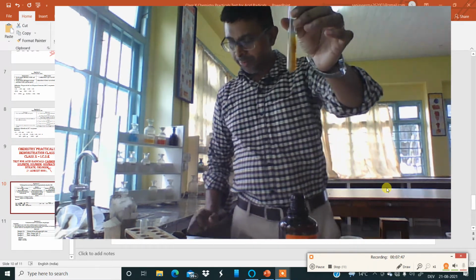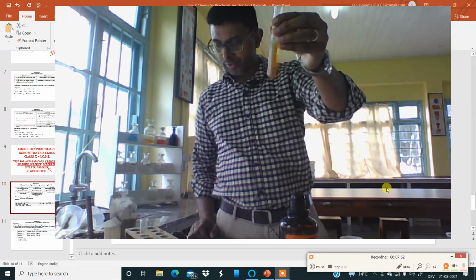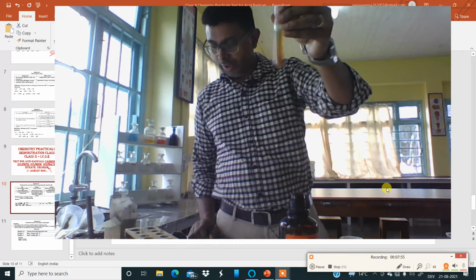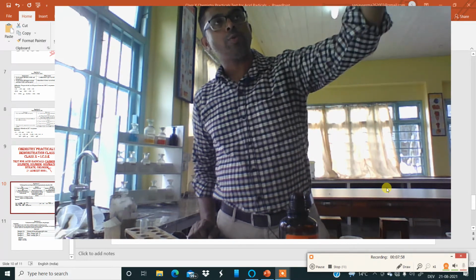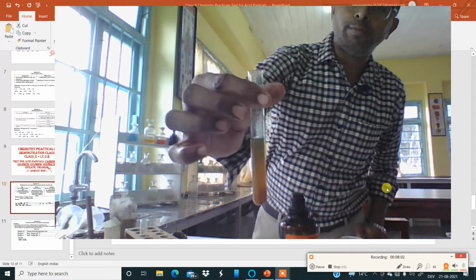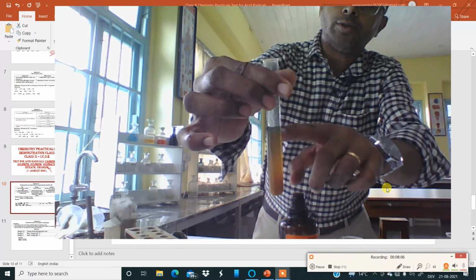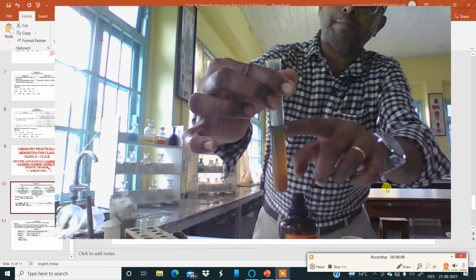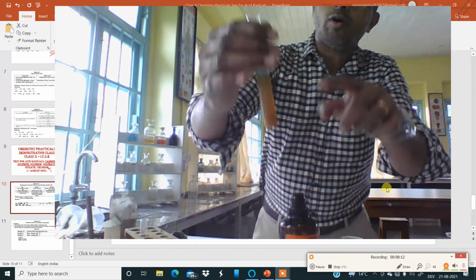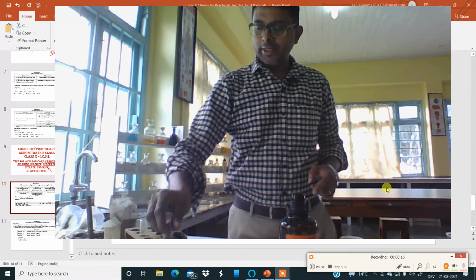I can see some precipitate over here. The precipitate is formed. It is supposed to be blue in color. On the top there is slight blue precipitate formation. So this is an indication that the sample is sample A, that is copper.